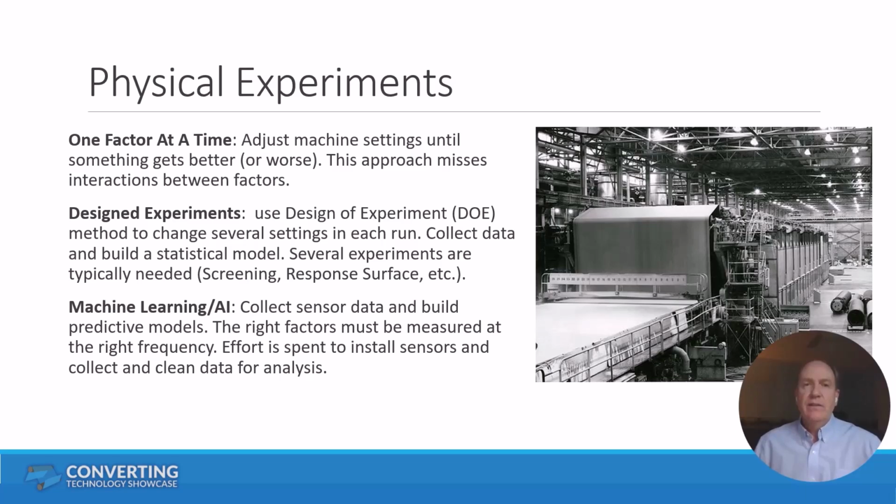they usually involve just trying something, turning a process setting, seeing what happens, see if something gets better, see if something gets worse, and try going through all the known settings that are available on the machine to try to make something better. This usually misses these interactions where one factor, the level of the factor itself, affects how another factor actually controls the process.